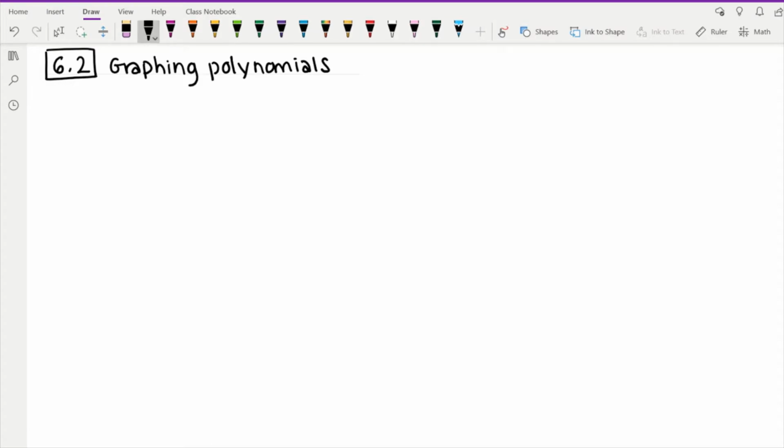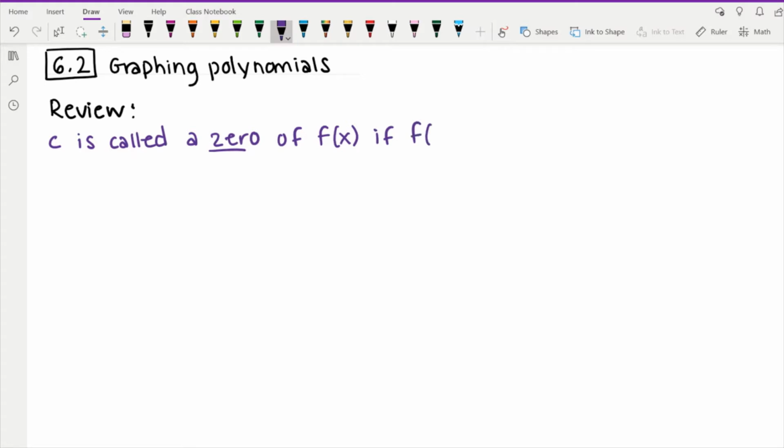Okay, so I want to start by just reviewing a couple of things from last time, just so we have them all written down in one place. So the first concept that we learned about in the last video was a zero. So we learned that a number c is called a zero of a polynomial f of x if f of c is equal to 0, right? So if when you plug that number into the polynomial, you get 0 as your output.